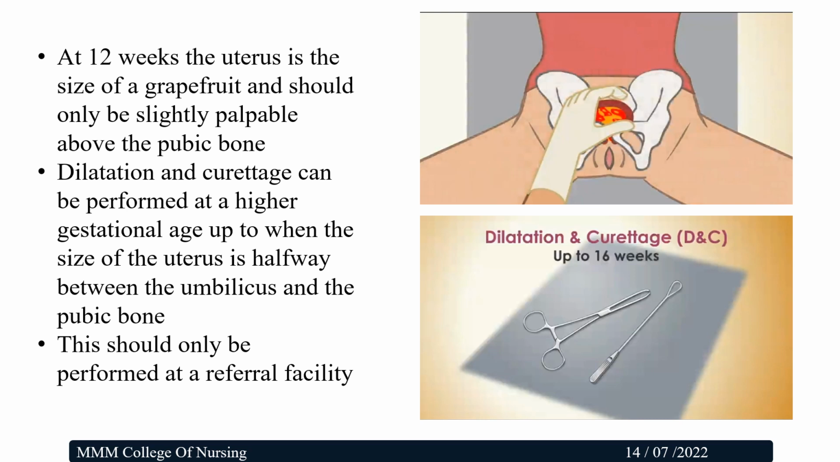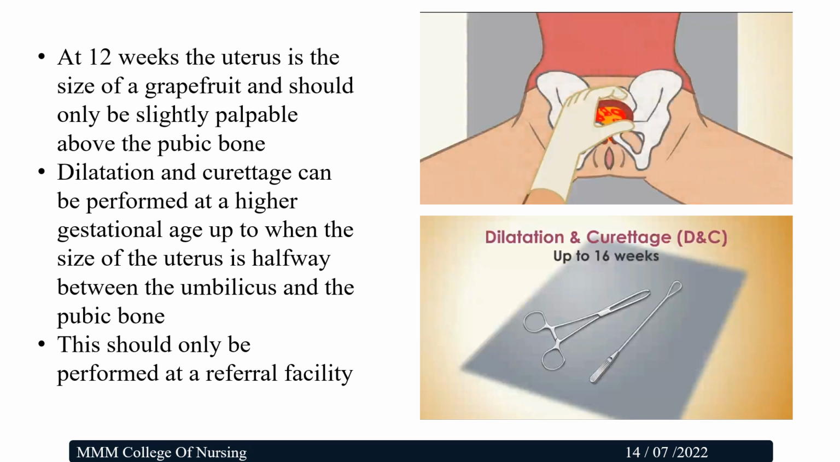And dilatation and curettage can be performed at a higher gestational age, up to when the size of the uterus is halfway between the umbilicus and the pubic bone. This should only be performed at a referral facility. So D and C is another procedure. MVA is manual vacuum aspiration that you can do when the gestational age is less than 14 weeks.